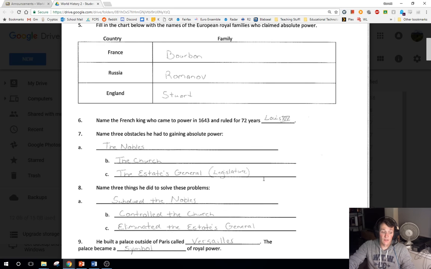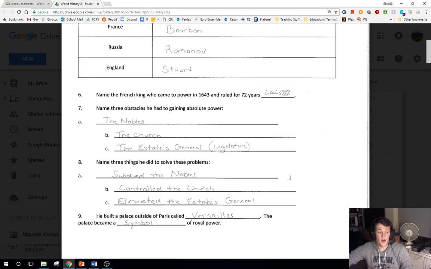So what does he do to solve these problems? He's able to subdue those nobles to take control of what he wants to. He's able to take control of the church. And then ultimately he's able to eliminate the Estates General, really to not call them, right? If you don't need them around, he doesn't call them. And therefore he's able to make laws and things himself without consulting them, which is a pretty big deal, right? We have the three estates in France, if you remember, which we talked about during the French Revolution.